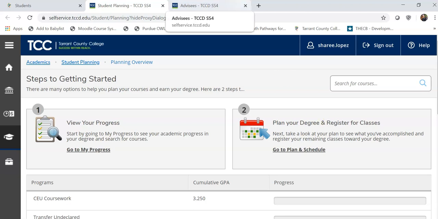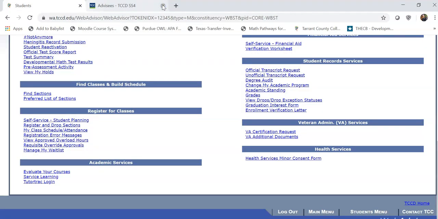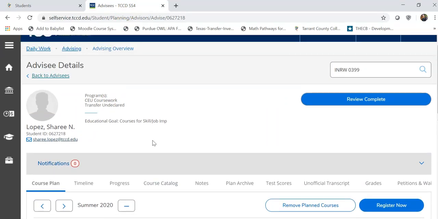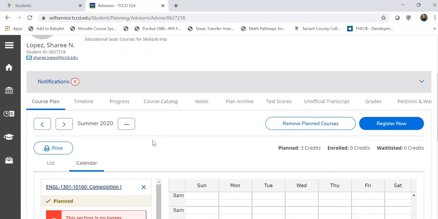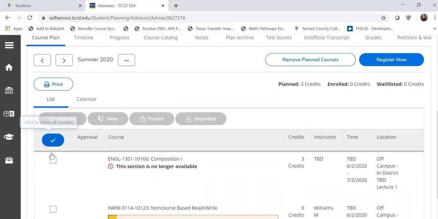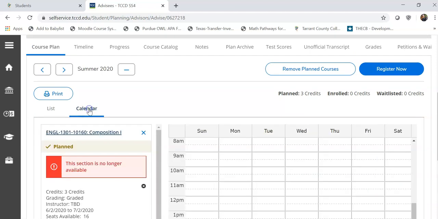Okay, so since I am not actively registered for classes right now, I am not a student at the moment, I have to use my magical academic advisor powers and assign myself to a program. So when you sign in to self-service student planning and you click on the register for classes tab on that right side, it's going to default to course plan.